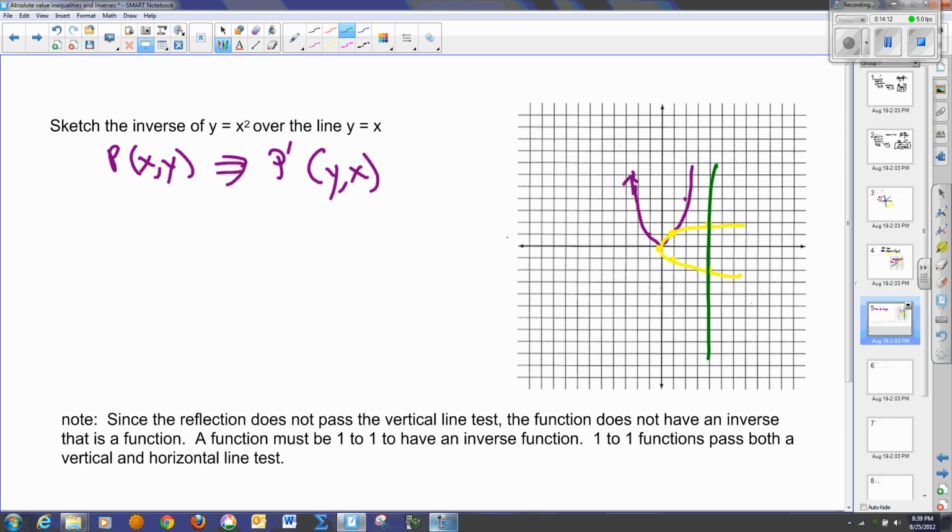In order for a function to actually have an inverse that's a function, the function's got to be what we call one-to-one. In other words, it's got to pass both a vertical and a horizontal line test. And that's an important concept.